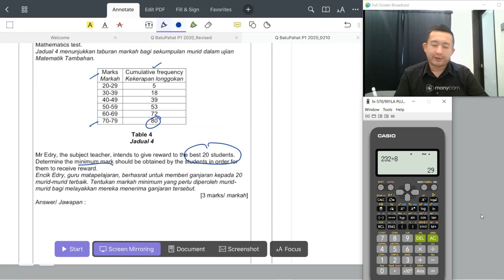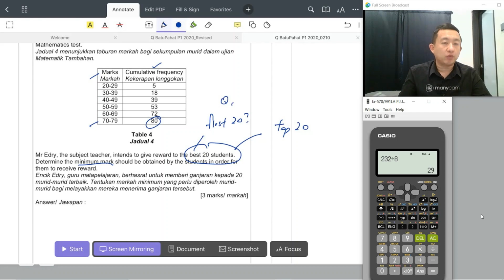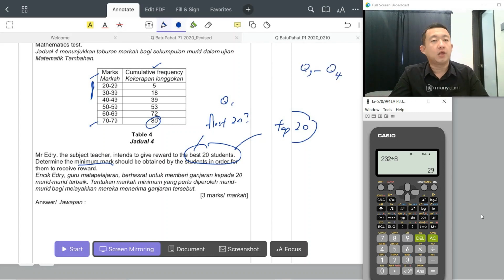The answer is, it's not Q1, but Q3. You're looking for Q3, because you're looking for the minimum mark. So, best 20 students, is it the first 20 students? No, right? It is not the first 20. You're looking for the top 20. If you're looking for the first 20, yes, Q1, but Q1 will only give you the 20 low performing students. That is not the best 20. So if you want to find the top 20, that is between Q3 and Q4, am I right, students? But we need to find the minimum mark. So for the minimum mark, we're looking for Q3. Q4 is already the maximum mark. So, looking for Q3.